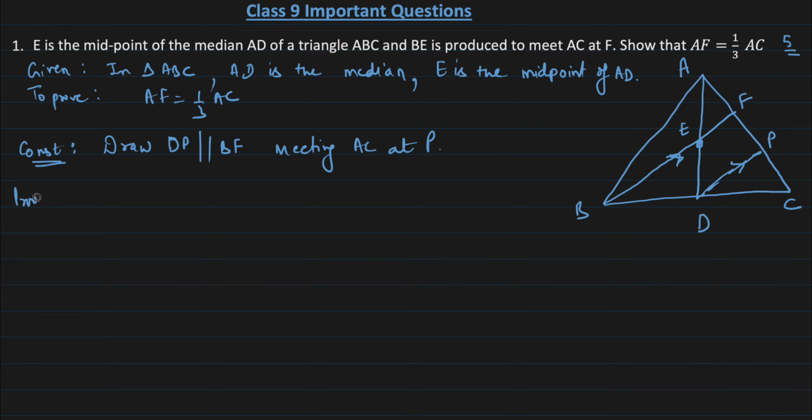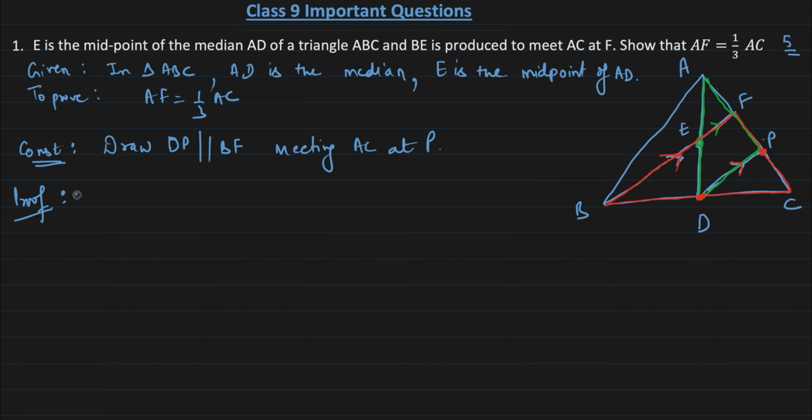Now we will begin with our proof. To prove, we will use 2 triangles here. One is this triangle ADP. You can see E is the midpoint of AD. EF is parallel to DP. So by using converse of MPT, we will say F is also the midpoint of AP. Same way, we will take another triangle, BCF. Now in this triangle also, D is the midpoint of BC, and DP is parallel to BF. So we can say P is also the midpoint of FC.